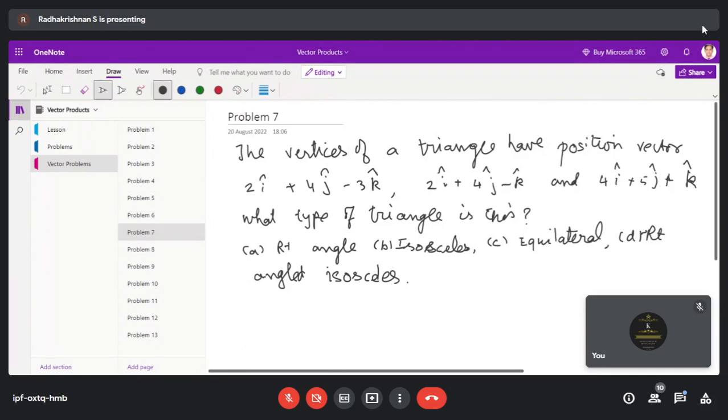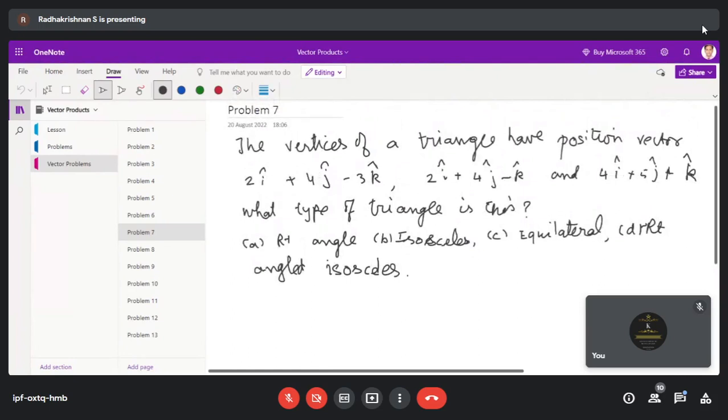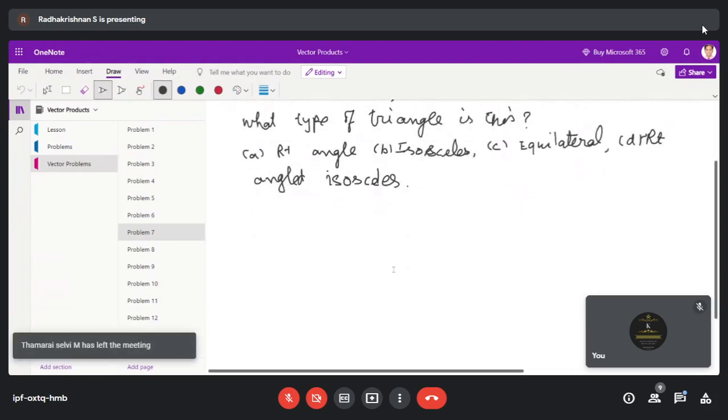Should we use the distance formula, sir? First of all, you have to write down the vectors for the sides, from the position vectors of the vertices. Okay, sir. So here, what is given is OA.